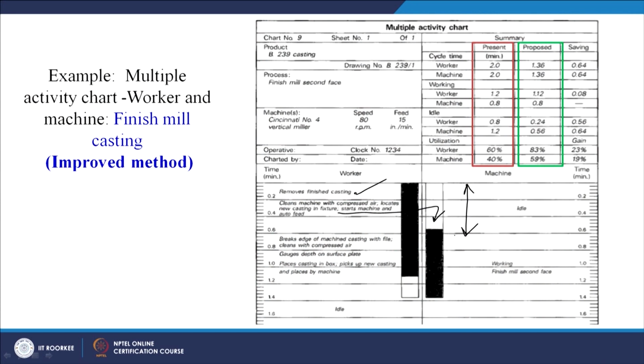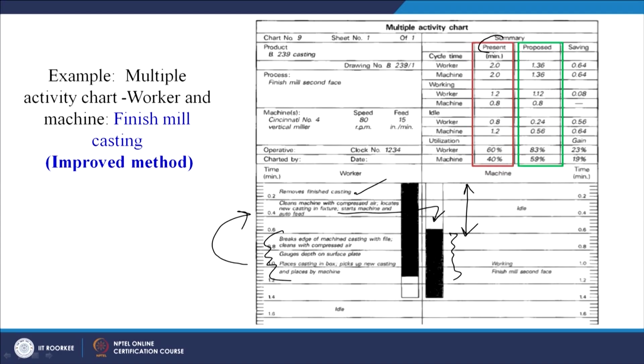Some reallocation of the sequence is done, some sequence has been changed. The work that he was doing initially before fixing a new casting onto the machine has been done simultaneously. Now here you see the machine is also working during this period, and he is also doing some work which was earlier done before the start of the machining of the new casting. If you do the work simultaneously, we can have better utilization.